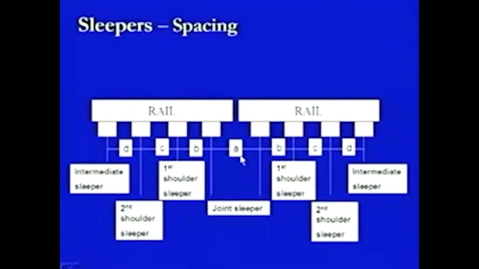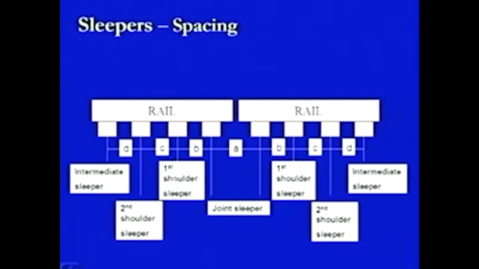Now, the next aspect related to sleepers is the spacing of sleepers. The sleepers are defined in different forms as we see in this diagram. This is the rail section, this is another rail section, and the joint is provided at this point. Any sleeper provided just adjacent to this joint, at this side or at this side, is known as a joint sleeper. Whereas the first sleeper provided after this one is known as the first shoulder sleeper. Then the next sleeper is known as the second shoulder sleeper. Any sleeper provided after the second shoulder sleeper is termed an intermediate sleeper.